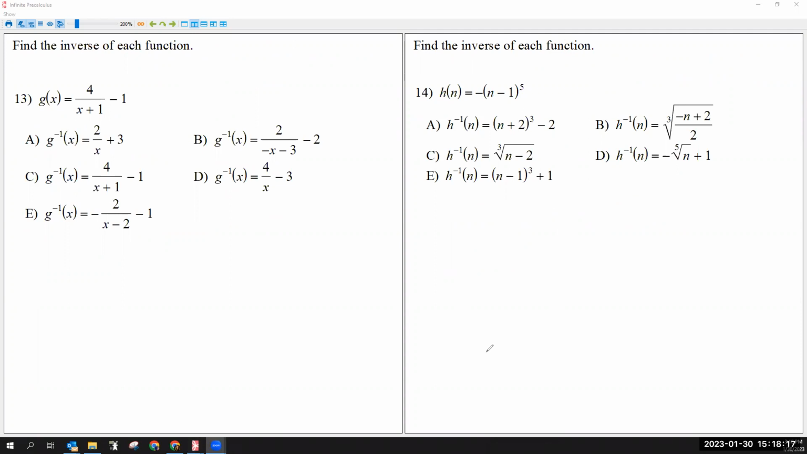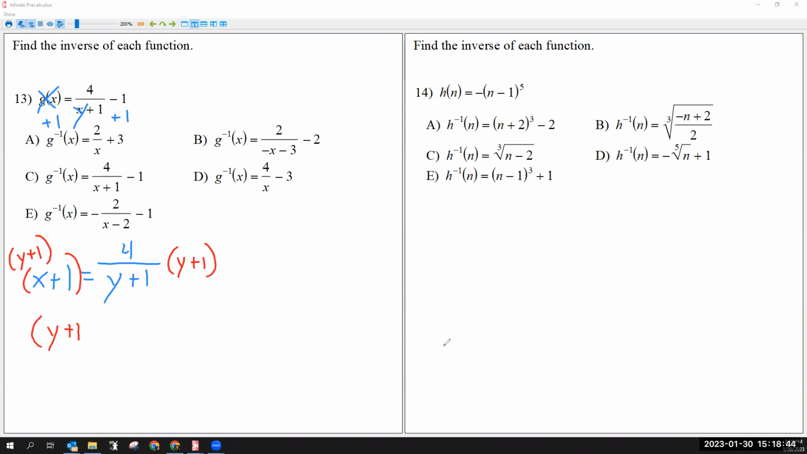So when I do an inverse, I switch x and y. And so it's like, okay, well, now I want to add 1 to both sides. X plus 1 equals 4 over y plus 1. Multiply both sides by y plus 1. And it gives me y plus 1 times x plus 1. I'm not going to distribute those. Those cancel out, and I get 4.